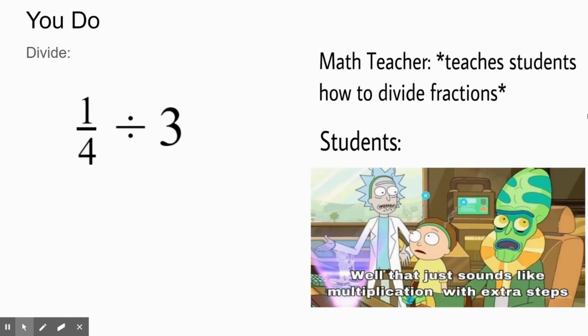Now that we've gone through an example of how to divide fractions, why don't you try it? This one doesn't have a word problem associated with it. It's just straight up 1/4 divided by 3. See what you can do.